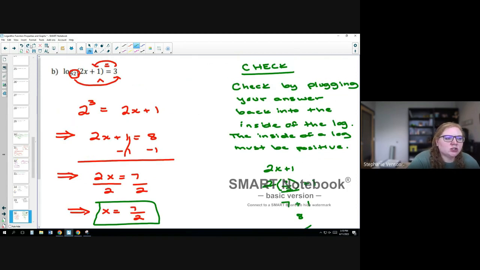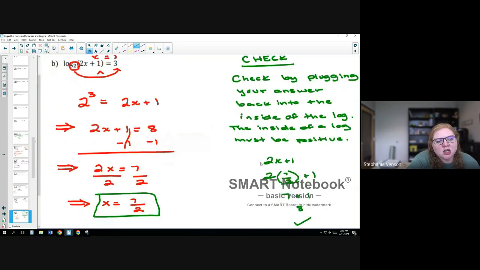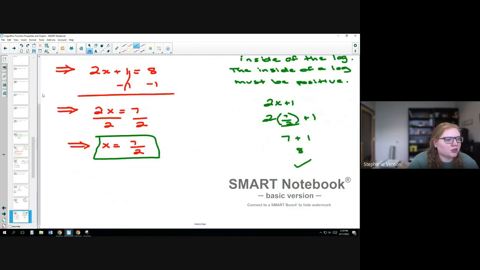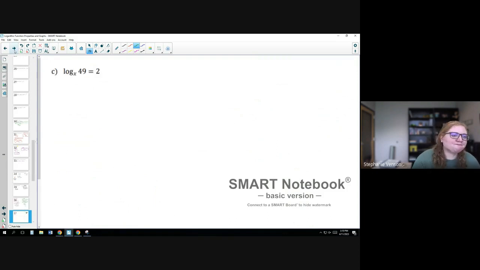So you do have to check your answers for log equations. You want to make sure that if you take your answer and plug it back into the inside of the log, then you get a positive number on the inside. Okay, so if you need to see that explanation again, just go back and rewatch it, but we'll keep going.